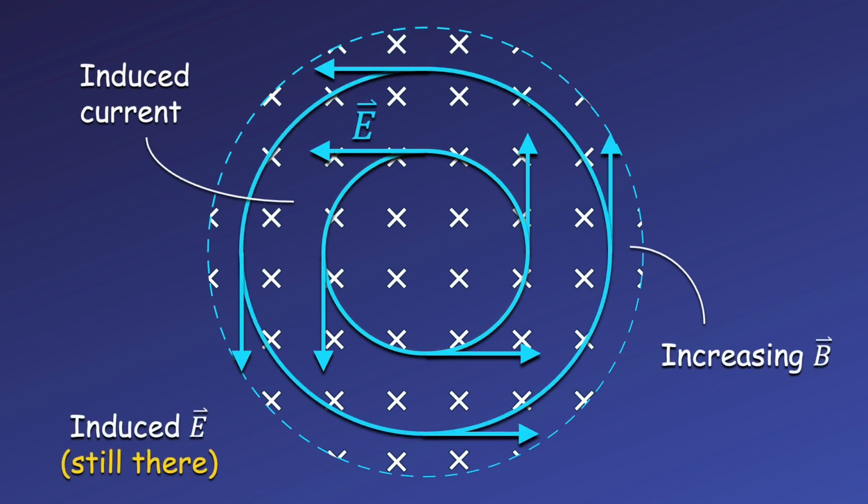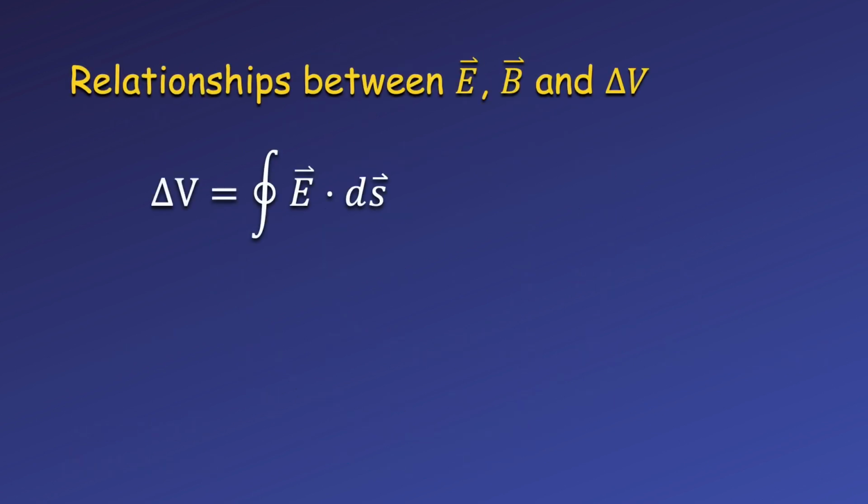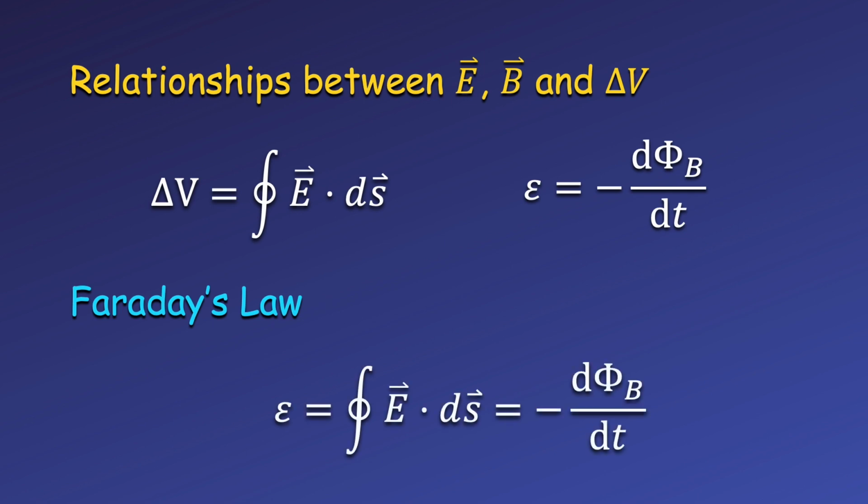So now let's look at some relationships. We know the change in potential can be found by integrating the electric field in some direction, since the electric field points in the direction of decreasing potential. We just saw that an EMF, or potential difference, is caused by a changing magnetic flux. This means we can combine these to rewrite Faraday's law. We won't go into detail now, but notice this relationship connects the electric field and magnetic field. We will look at just how closely they are connected in the next video.